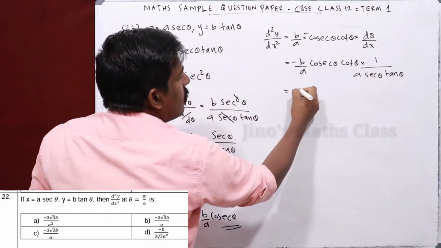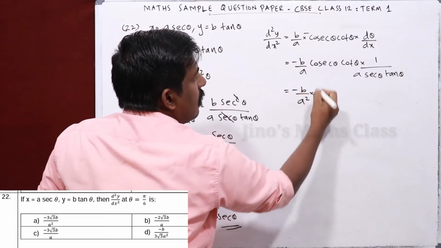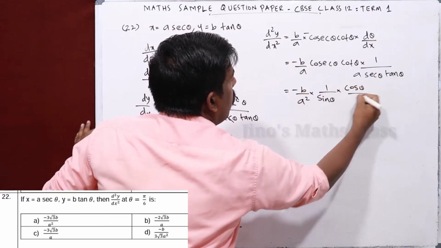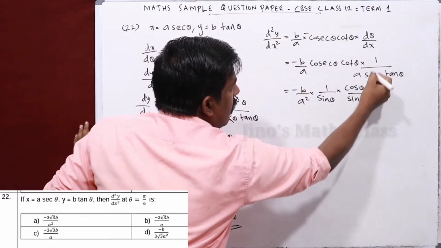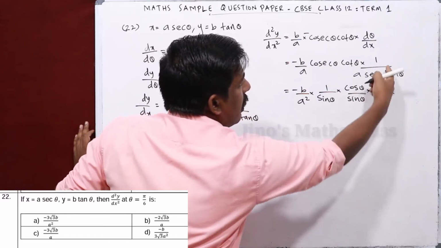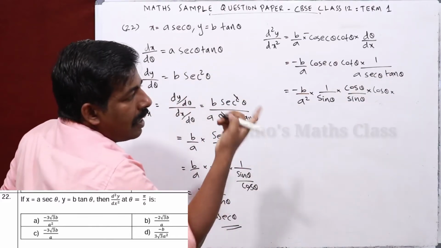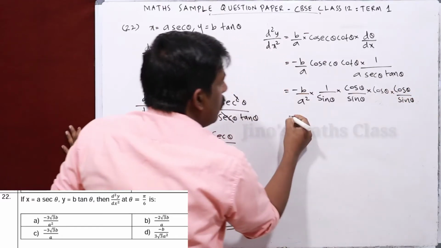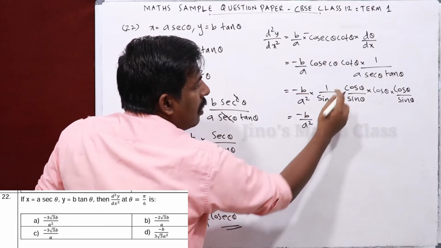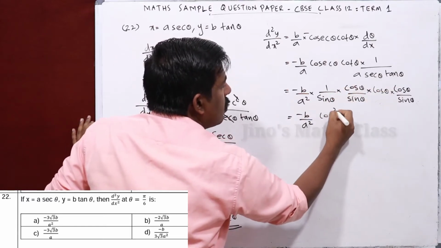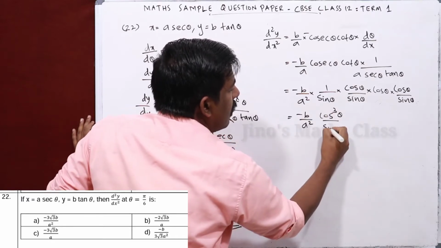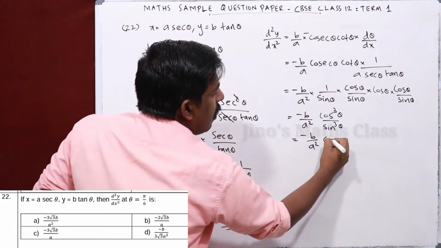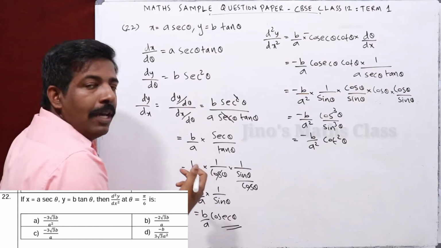Now we can simplify. This is negative b by a square, and cosec theta we can write as 1 by sin theta. Cot theta we can write as cos theta by sin theta, into 1 by sec theta, which we write as cos theta. Then tan theta in the denominator, that means sin theta by cos theta in the denominator, or we can say it is cos theta by sin theta. That is equal to negative b by a square, with cos theta three times, that means cos cube theta, and sin theta three times, that means sin cube theta. So we get negative b by a square cot cube theta. That is the value of d square y by dx square.